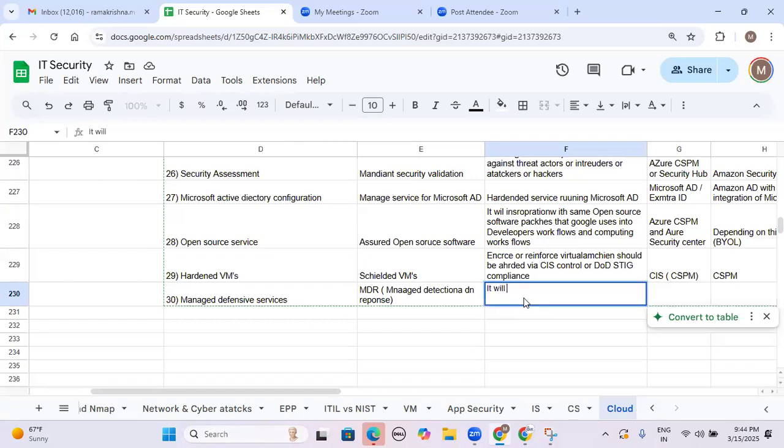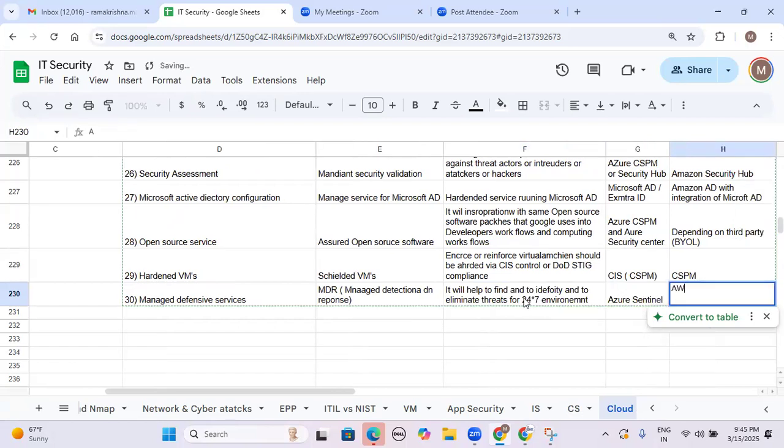It will help to find, to identify, and to eliminate threats with confidence score, for a 24/7 environment. So this one also is a part of Azure. We can call it Azure Sentinel. So here we can call it Amazon Security Hub.